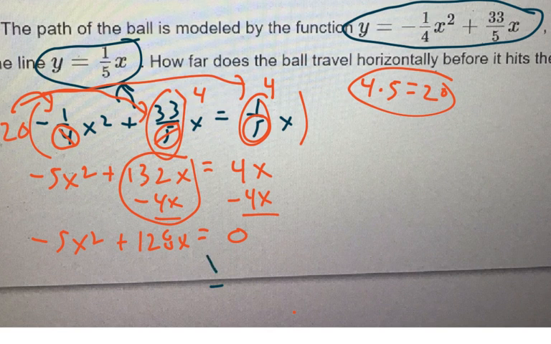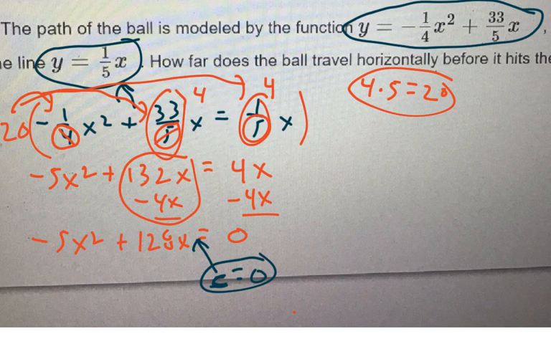Now, some of you freak out because, oh no, there's no number in here. Well, that means c equals 0, guys. So if you really wanted to, you could just go ahead and use a quadratic formula, put in 0 for c, and you can solve this, okay?